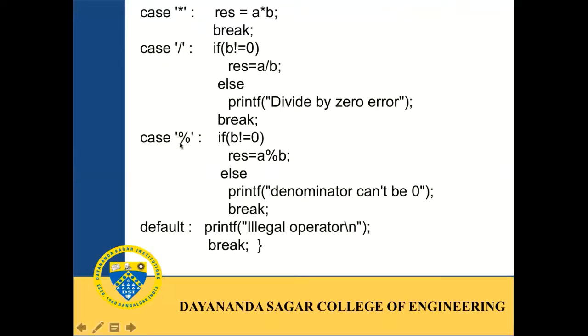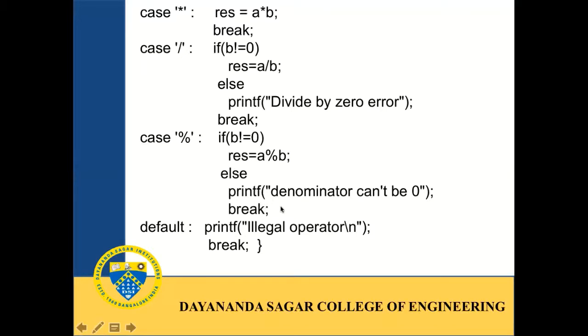Similarly, for the mod operator, we check if the second number b is not equal to 0. If it is not equal to 0, we solve the expression, that is res is equal to a mod b. Else, we give a message to the user, denominator can't be 0, right? Then we have the break statement.